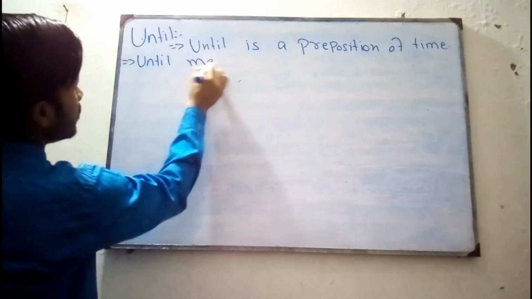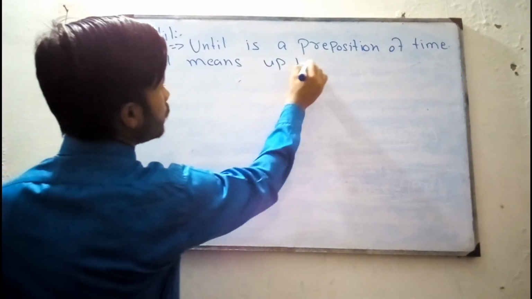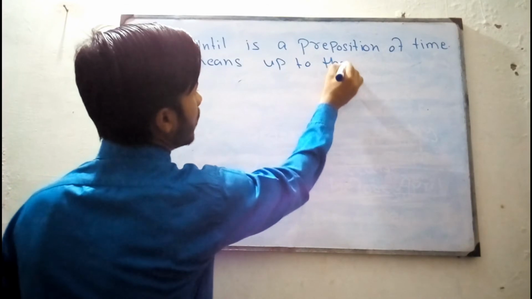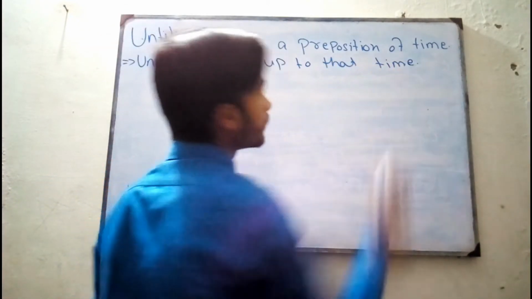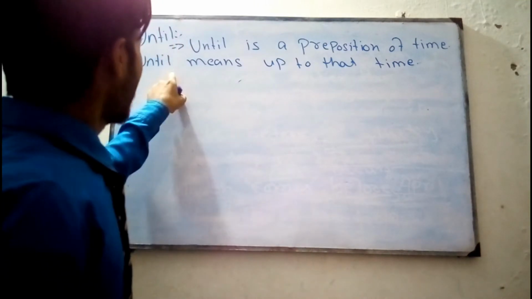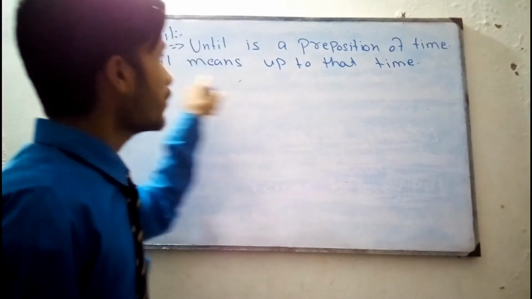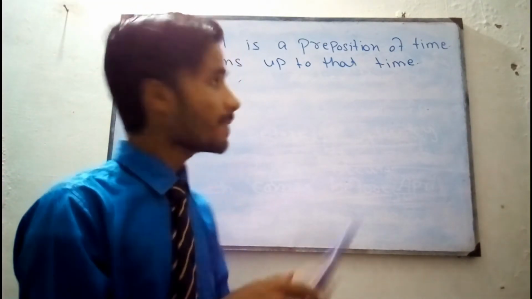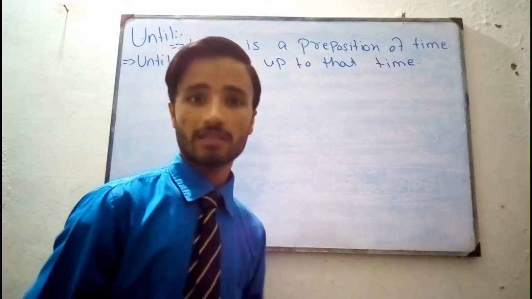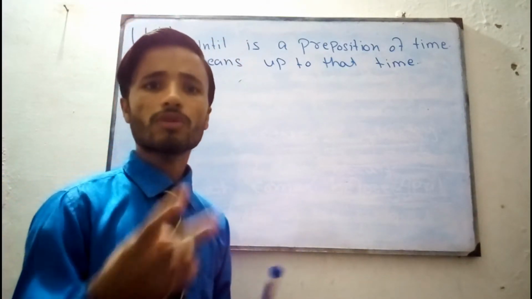Until means up to that time. In English, until means up to that time. Is this clear? In Urdu, until का मतलब है तब तक, मतलब उस टाइम तक. Is this clear? So it has two kinds of definition, right?